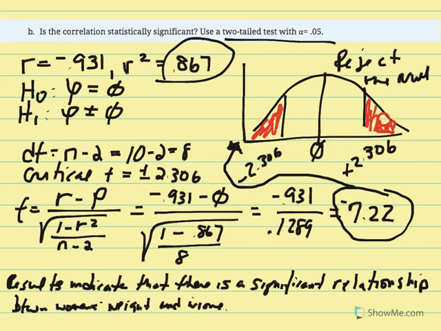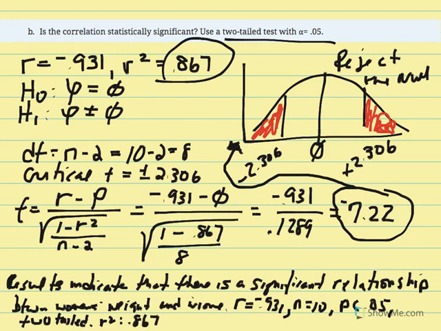And we would report our R statistic, which is equal to negative 0.931. We'd identify the sample size, n is equal to 10. And our probability statement, p is less than 0.05 because it was significant. Identify the tails of the test, so we conducted a two-tailed test, and include our supporting statistic of R squared, which was equal to 0.867.